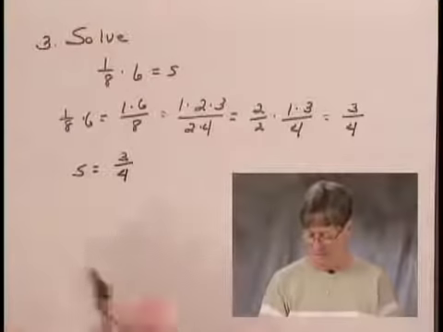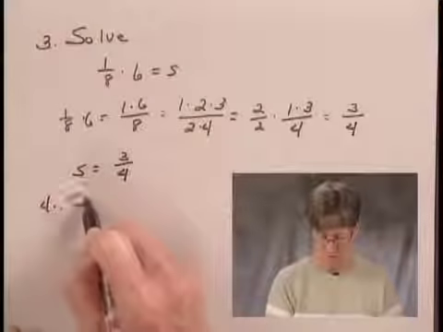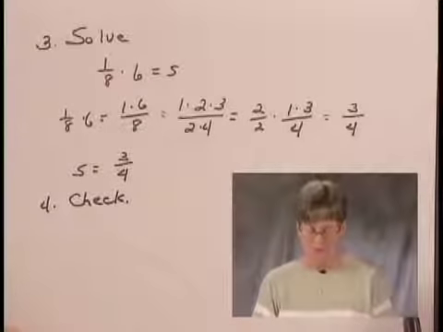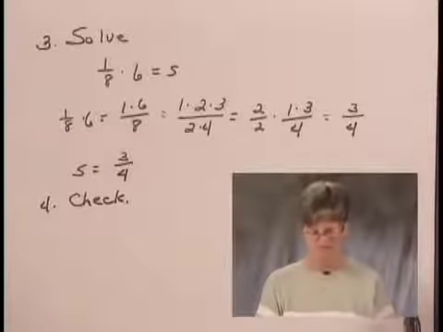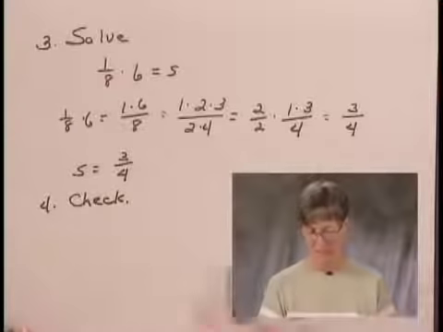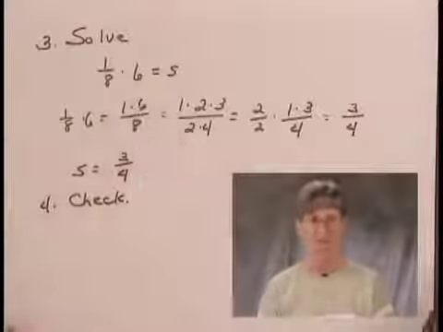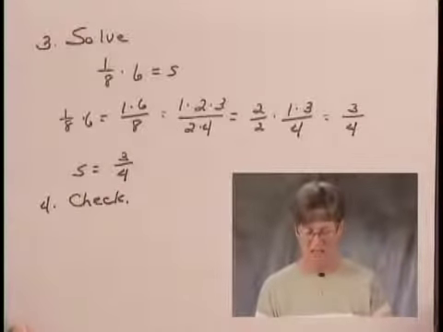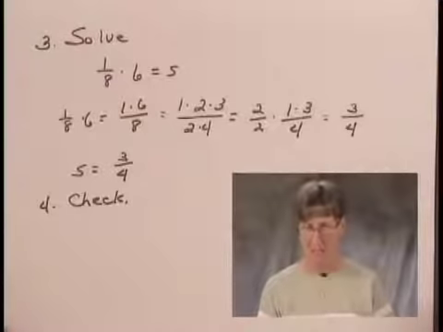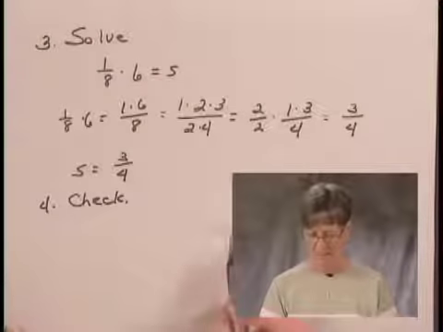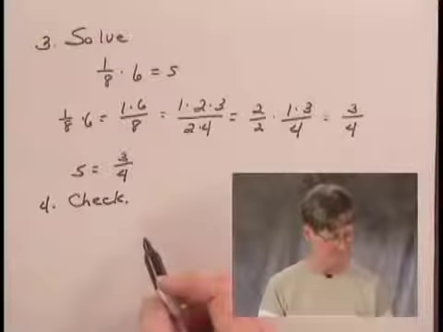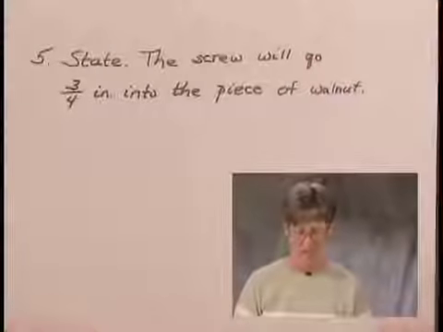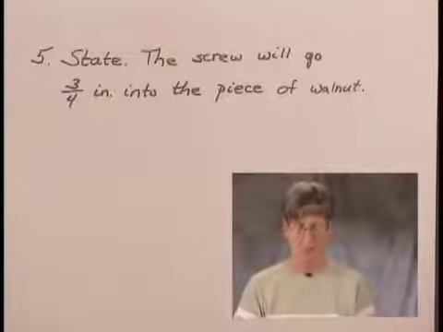3/4. Now to check this in the original problem, what we need to do is to be reasonably sure that this fits the situation in the problem. And in a case like this where we just did a computation to find the result, we could just go back and recheck the computation to make sure we haven't made a multiplication mistake. And in this case, it's true that the answer does check. So we can state the answer in a sentence, and we'll say, the screw will go 3/4 inch into the piece of walnut.